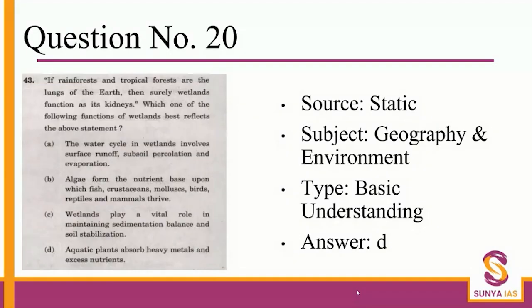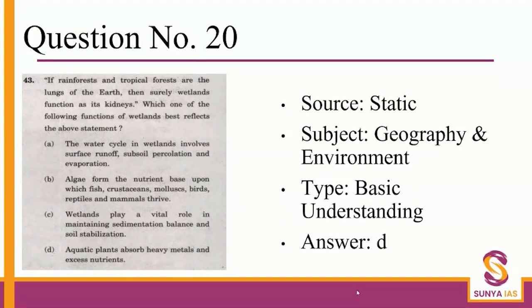Next slide. Okay, so the last question is something that I call an imagination or understanding based question, where you just keep thinking about what you have read, the concept or the innovation that you have come across. So here it is: if rainforests and tropical forests are the lungs of the earth, then surely wetlands function as its kidneys. Which one of the following functions of wetlands best reflects the above statement?